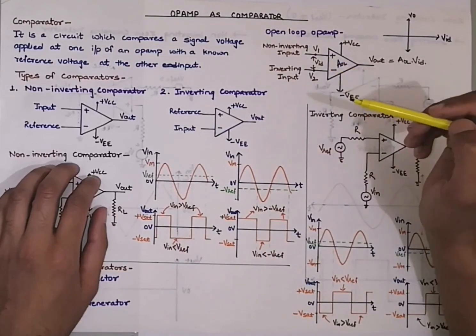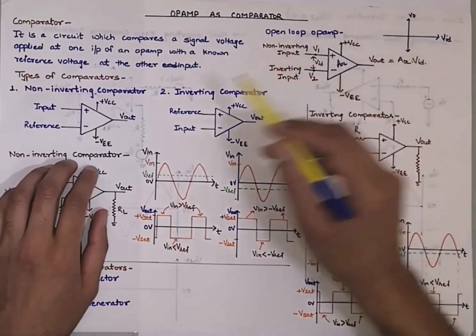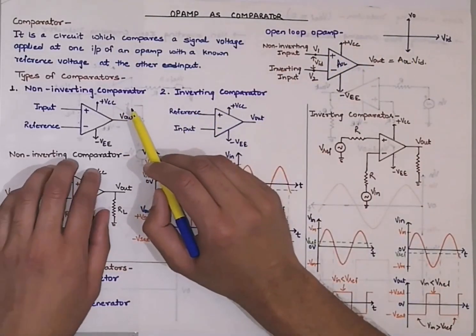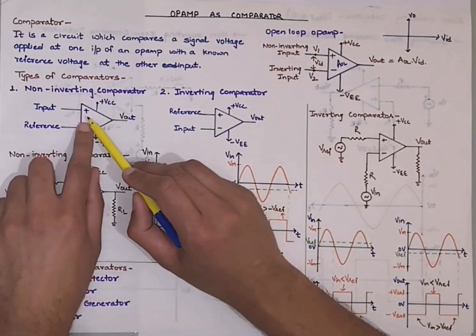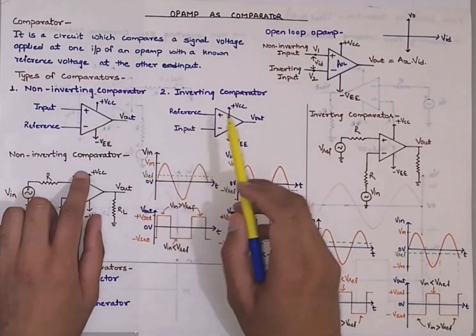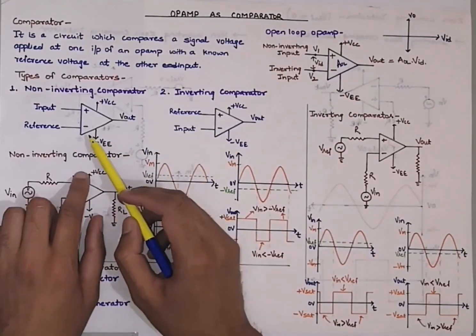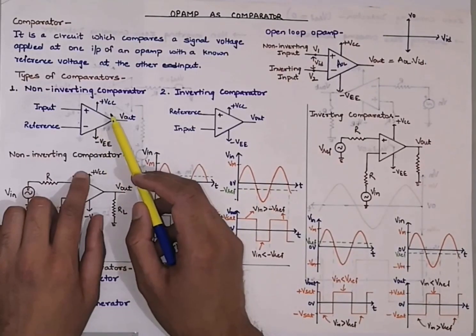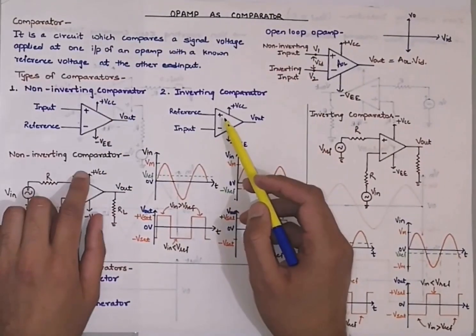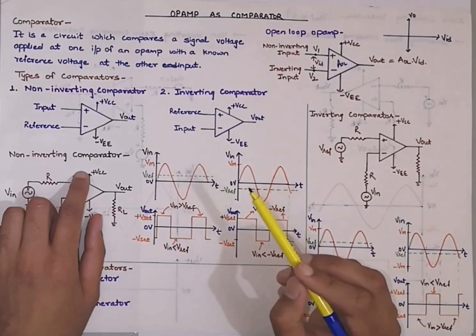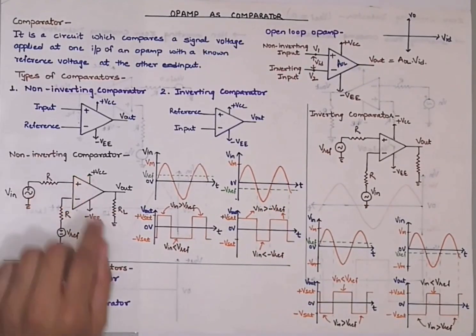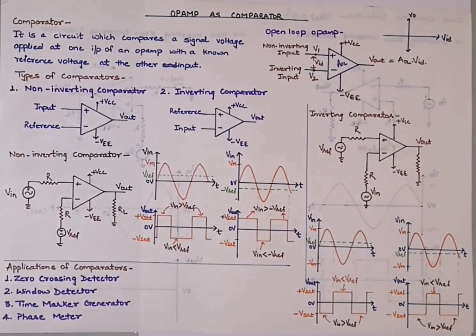So, depending upon this, we can have two types of comparators. One is the non-inverting comparator, where input is applied at the non-inverting terminal, whereas the second is the inverting comparator, where input is applied at the inverting terminal. Similarly, the reference signal will be applied to the inverting terminal in the non-inverting configuration and at the non-inverting terminal in the inverting configuration. Now before moving forward, let's see how this operational amplifier works in the open loop case.